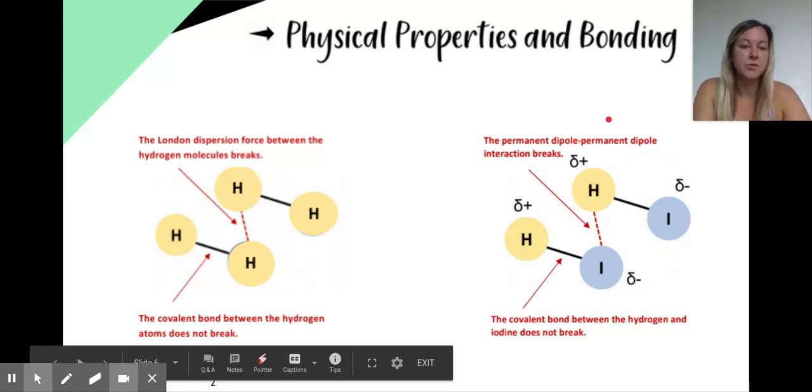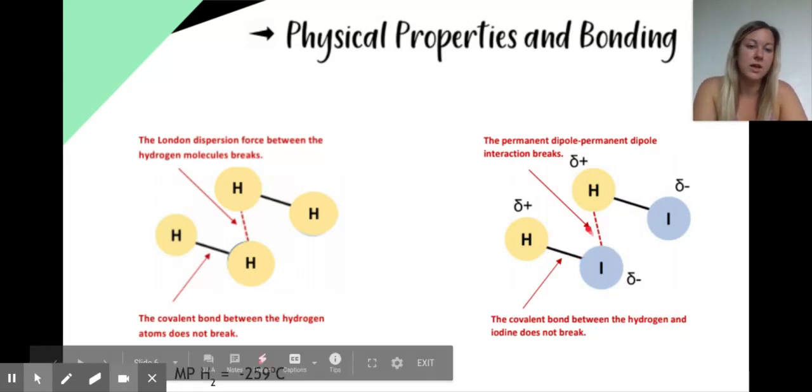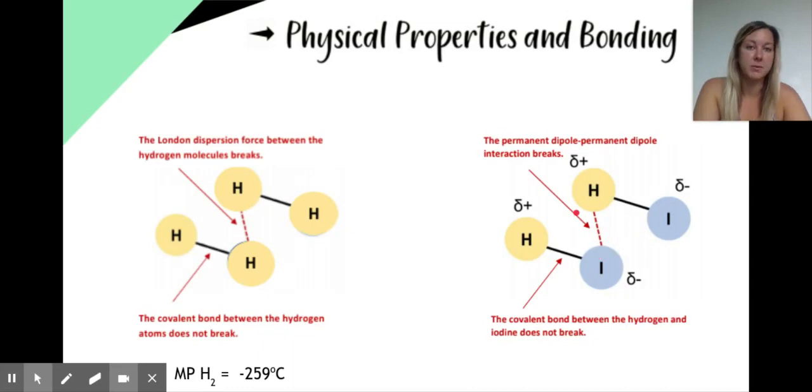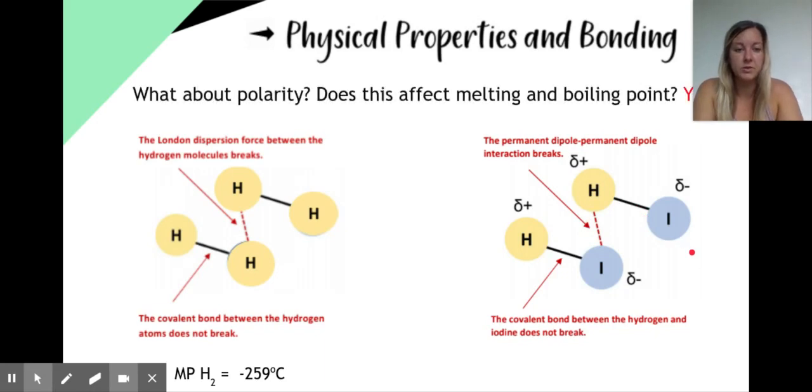Now, just like before, it's not these covalent bonds that are breaking when we heat this, it's the intermolecular force, in this case, the permanent dipole interaction that's breaking here. Now, let's have a wee look. What is the melting point of hydrogen iodide?